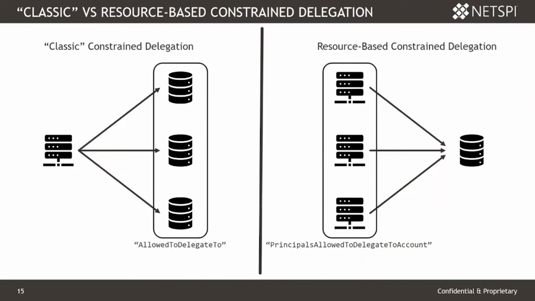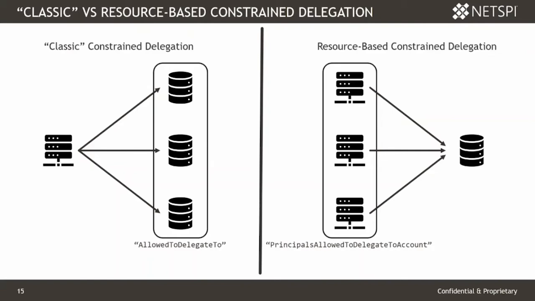So we'll start with classic on the left. With classic constrained delegation, we give a service a list of services that it is allowed to delegate to. For example, service 1 is allowed to delegate to this database and that file share, and that's it. This list of delegation targets is stored in service 1's allowed to delegate to list in AD.